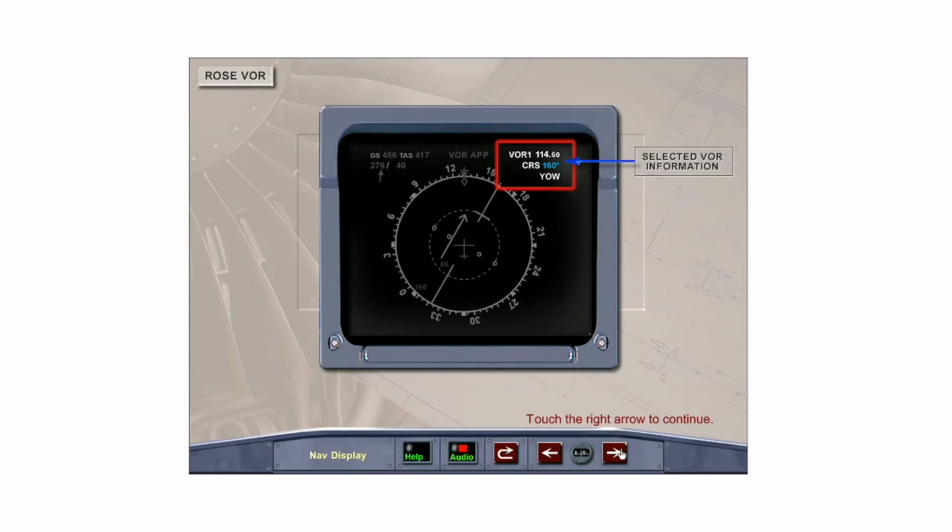In the upper right corner, the selected VOR, the frequency, the identification, and the selected course are displayed.